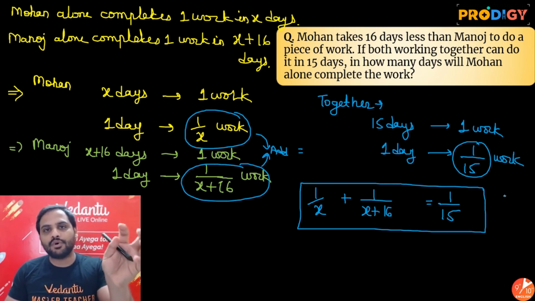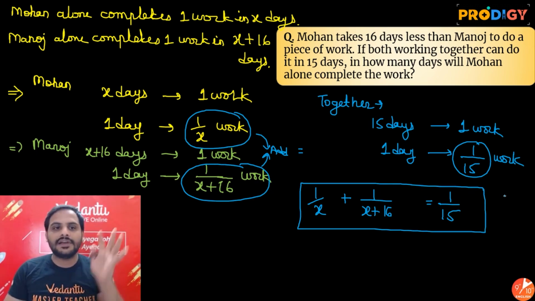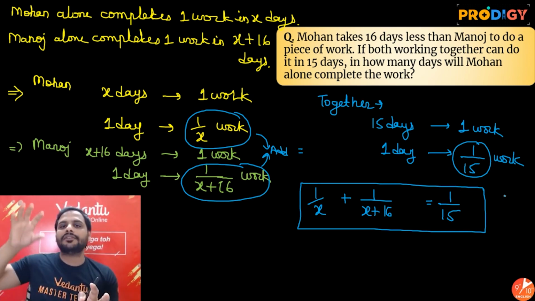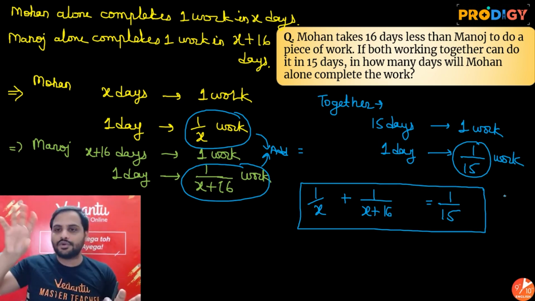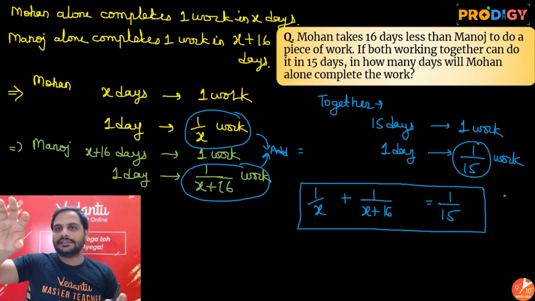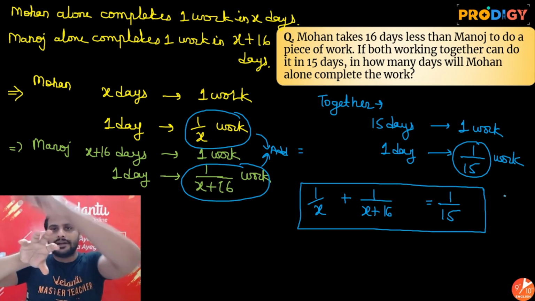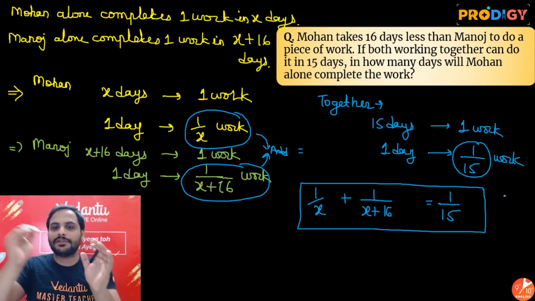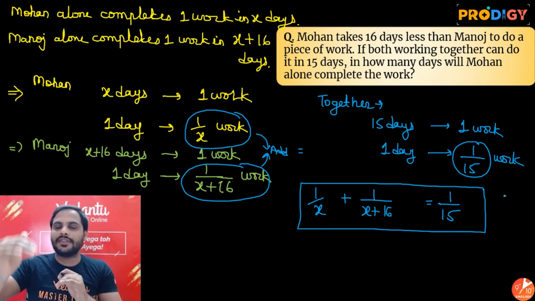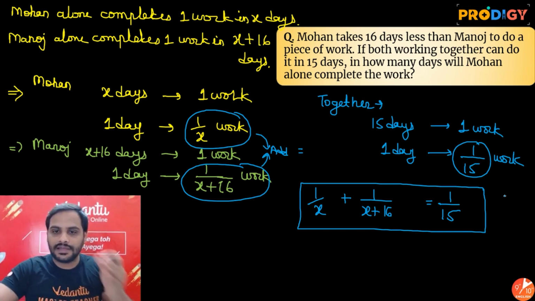So work done by Mohan in one day is 1 by x. Work done by Manoj in one day is 1 by x plus 16. And work done by them together in one day is 1 by 15. So add Mohan's and Manoj's work, 1 by x plus 1 by x plus 16 is equal to their together work done in one day. Okay? Now we just have to solve this equation.